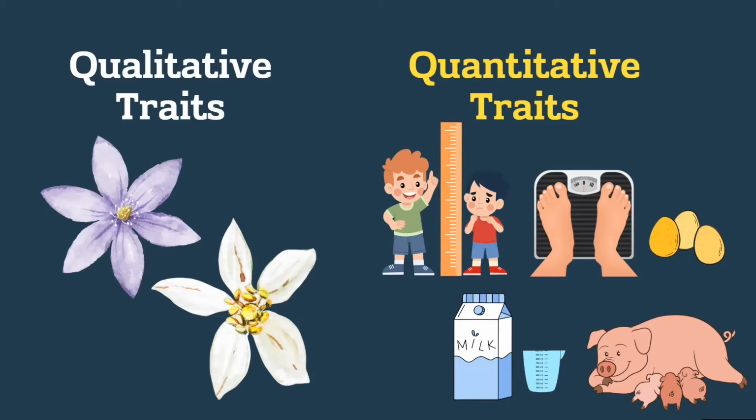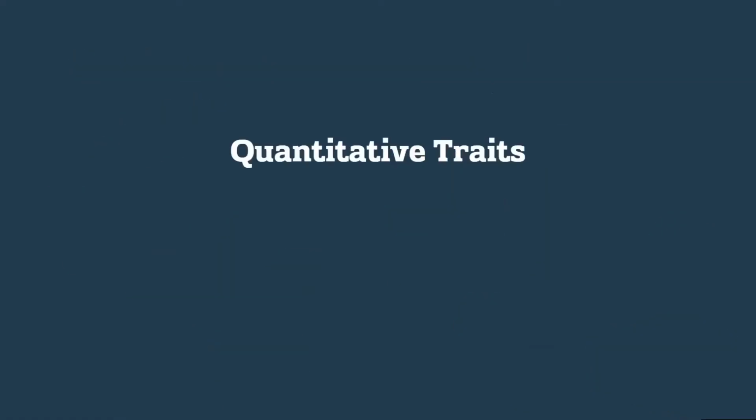I repeat, for qualitative traits, it falls under either-or categories. So this flower can either be purple in color or white in color, or this flower can either be red or white, things like that. Or in the case of animals, the cattle can either be polled or horned. There is no such thing as half polled or half horned. So there are only distinct or discrete variables or distinct categories for qualitative traits. For quantitative traits, there is a continuum of values within a particular range.